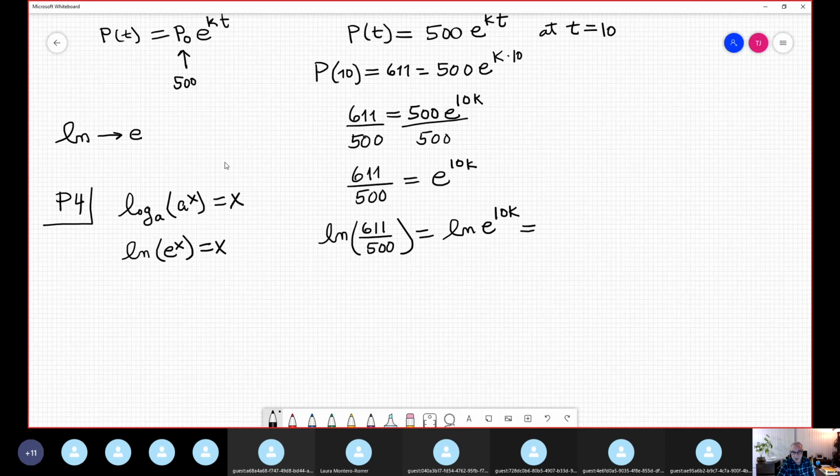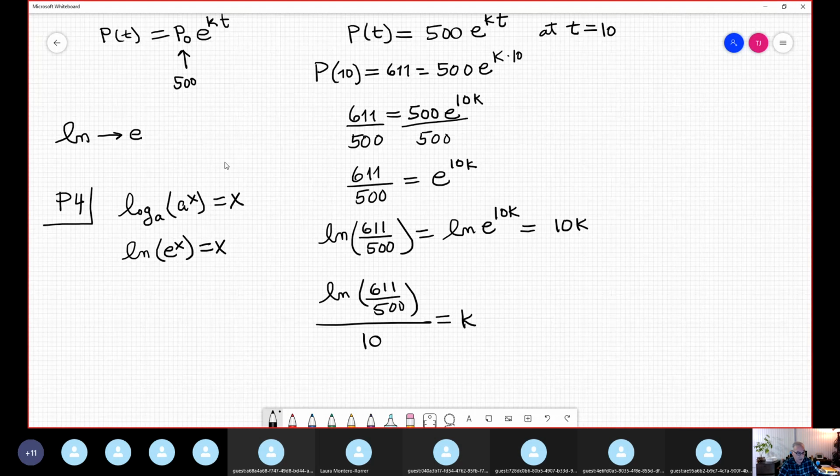Actually, the answer of that part is just 10k. It's like ln and the exponential cancel out. Do you understand this idea? Finally, the natural logarithm of 611 divided by 500, divided by 10, is equal to K. And K is not the final answer, but it's the partial answer that helps me to continue the problem. The problem is complicated. The problem has two parts.